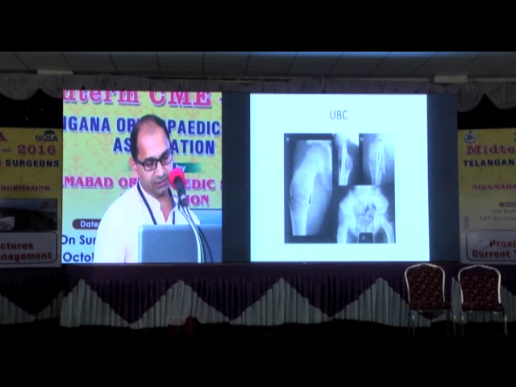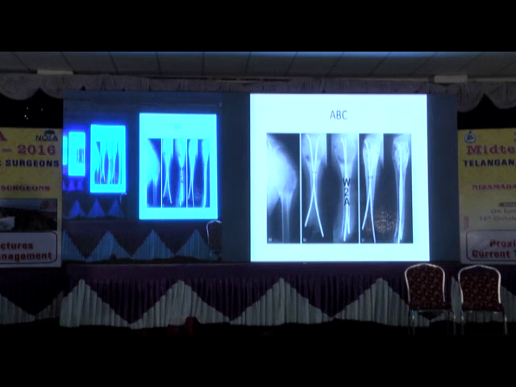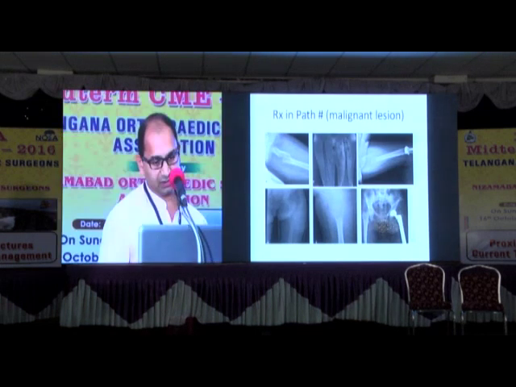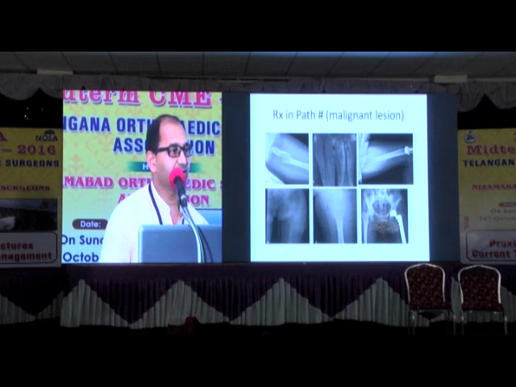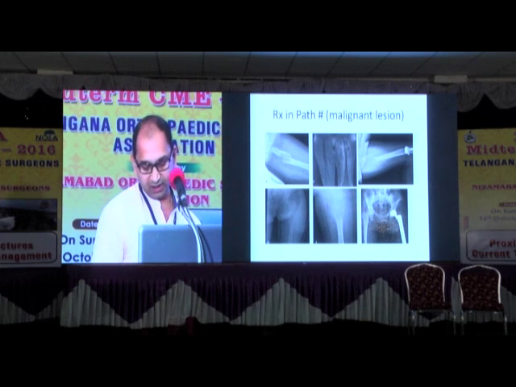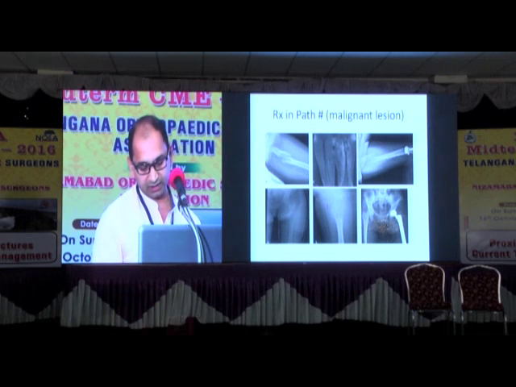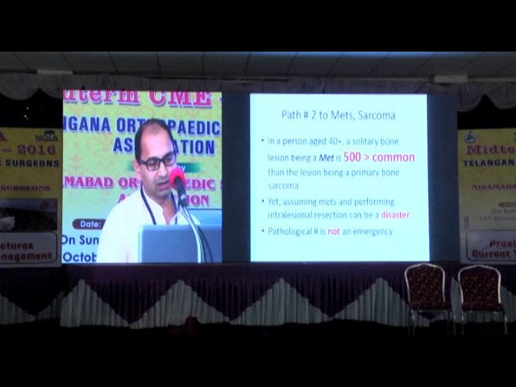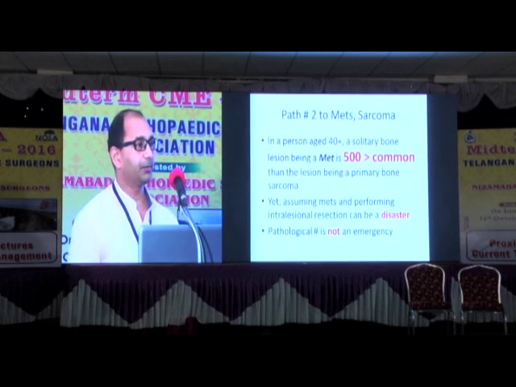Some examples: UBC in the proximal femur, and aneurysmal bone cyst. A malignant lesion leading to a pathological fracture. This was an Ewing sarcoma in a child where the entire segment was resected and replaced with an endoprosthetic replacement. Again, pathological fractures secondary to mets or sarcoma.